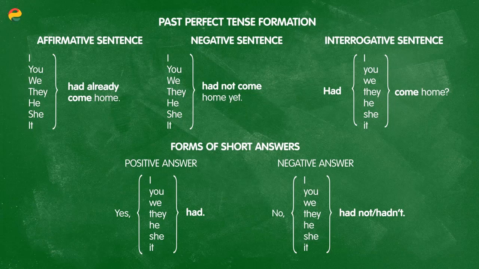And just like in present perfect, in the interrogative sentence, we move had to the front of the sentence. Had I come home? Had she come home? Had they come home? And finally, to answer questions asked to you in the past perfect tense, it's even easier.